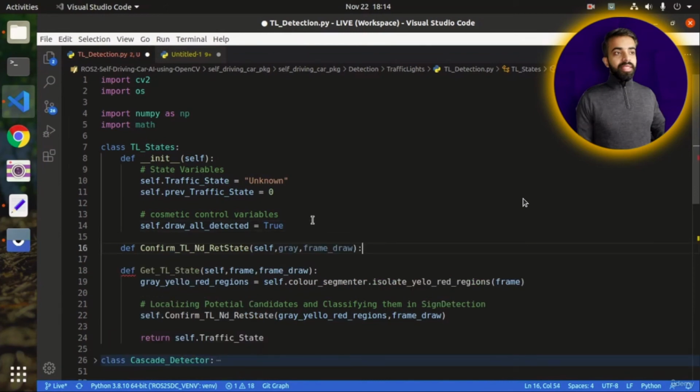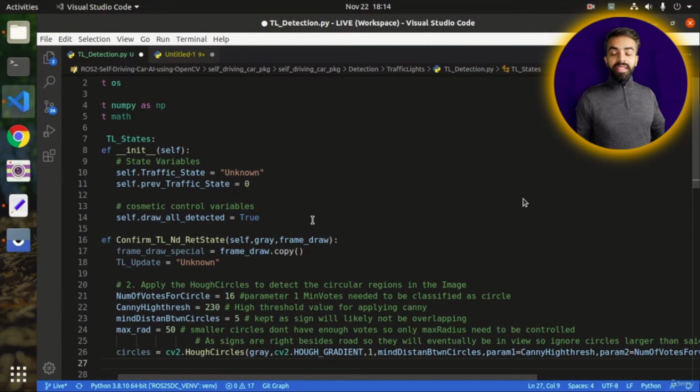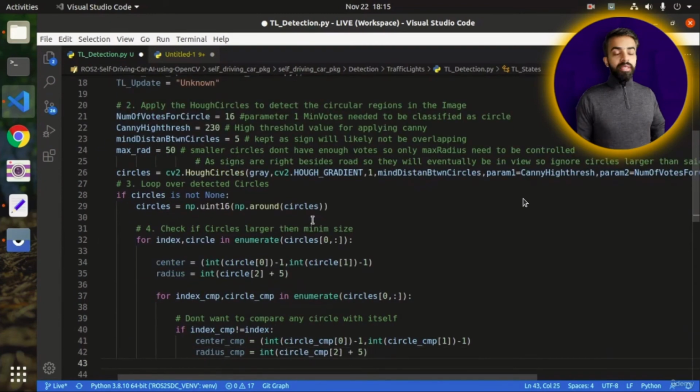Inside the confirm traffic light and retrieve states function, the very first thing that we need to do is simply confirm the detection to be indeed a traffic light. This will be done in two core steps. For the very first step, what we do is simply isolate all the circular regions in all of the image using half circles. This is done because the circular regions include the circular lights inside the traffic light. Then, once we have isolated the circular regions, we try to compare each circle with all the others, trying to find out the combination that best represents the traffic light.